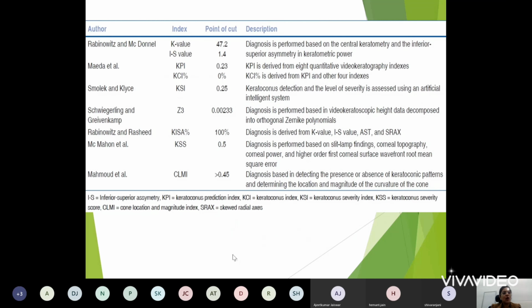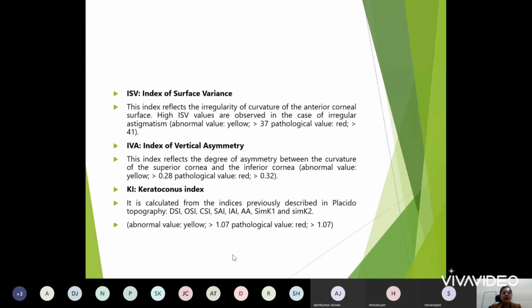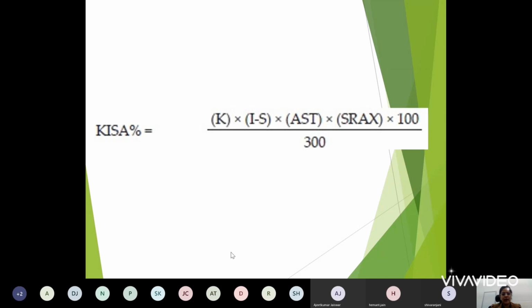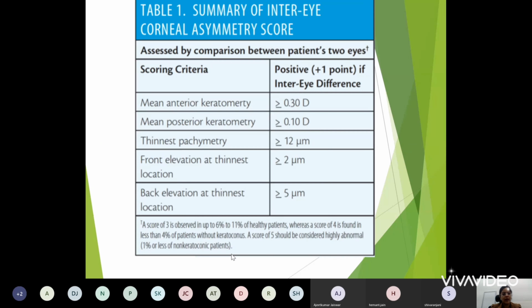So in OBSCAN, initially the Rabinowitz criteria was used, which has K readings, inferior superior asymmetry, astigmatism, and skewed radial axis. That determined the Rabinowitz criteria. We will not go into detail. All these are indices again used for the OBSCAN. If anyone wants, I can share it, but I don't think we need to go into the detail.